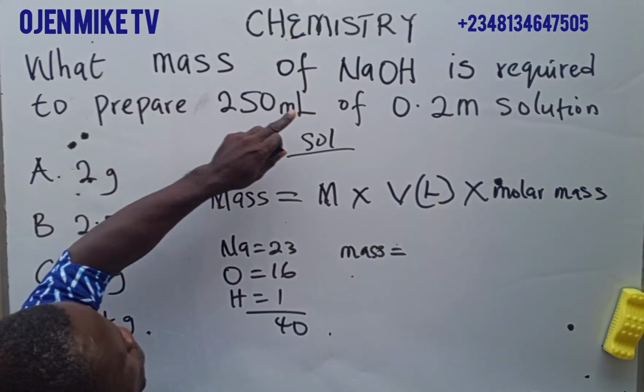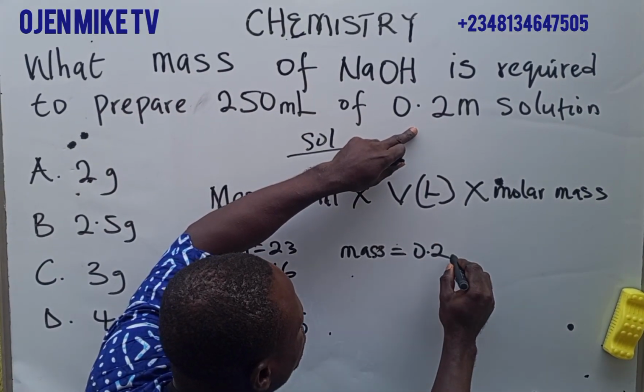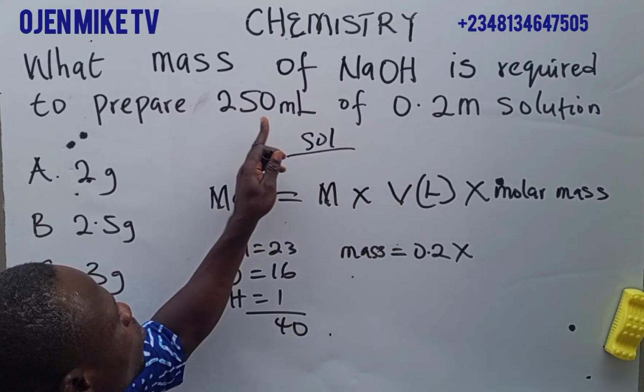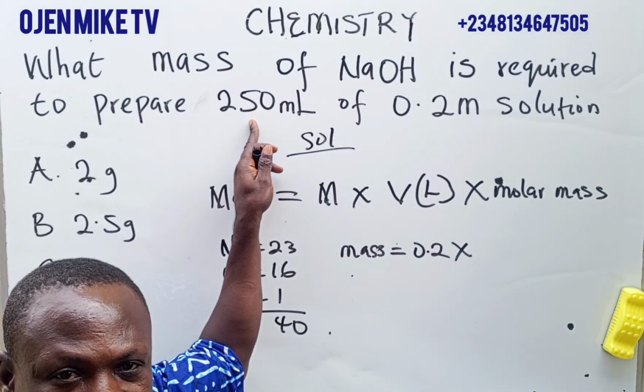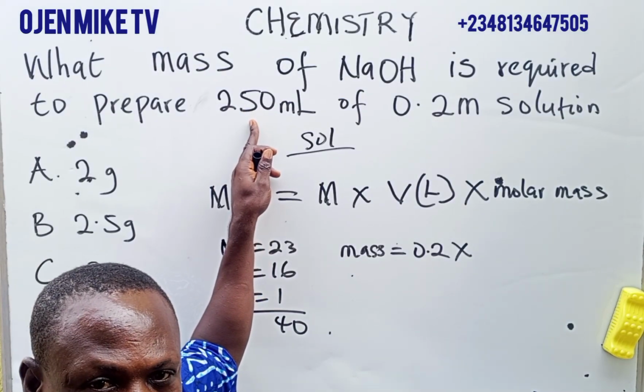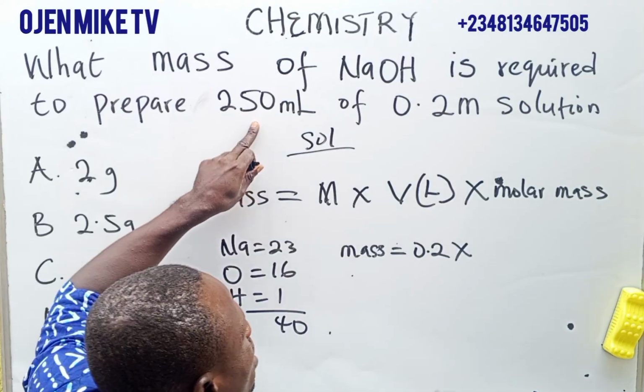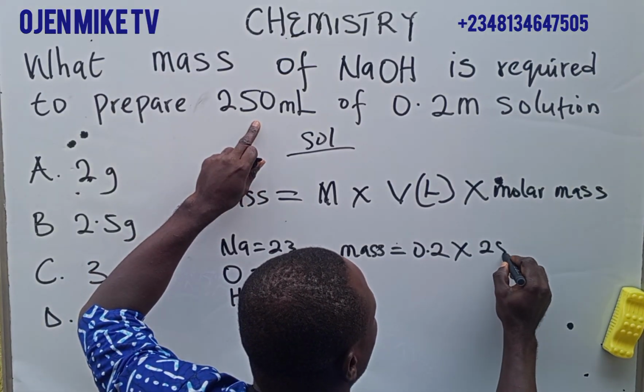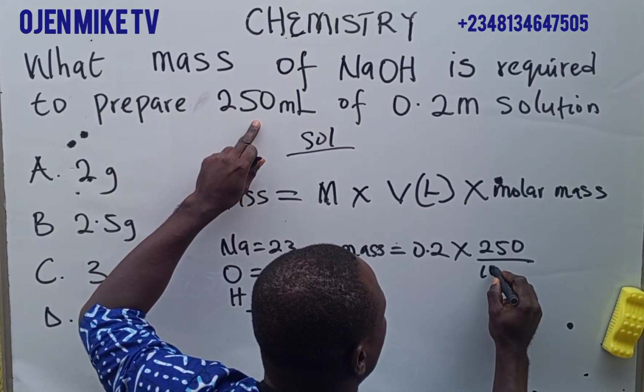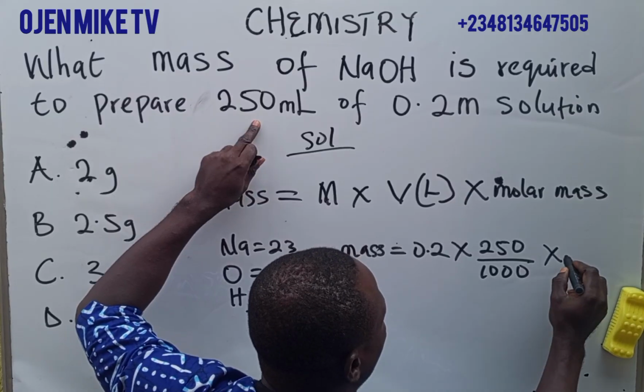So mass now will be equal to, what is your molarity? 0.2, multiplied by, what is your volume? Volume is given in milliliters, so you need to convert it into liters by dividing by 1000. So we say 250 divided by 1000 multiplied by 40.